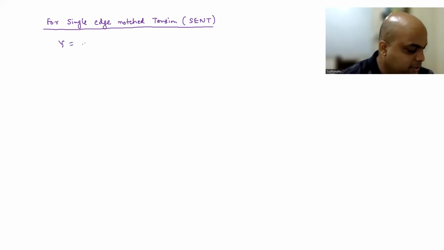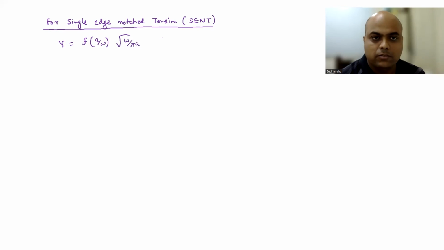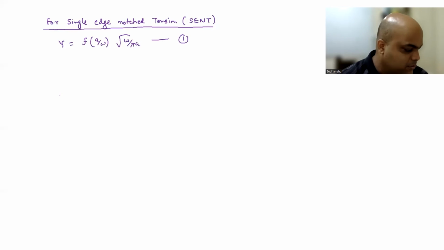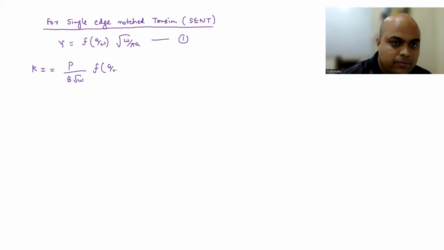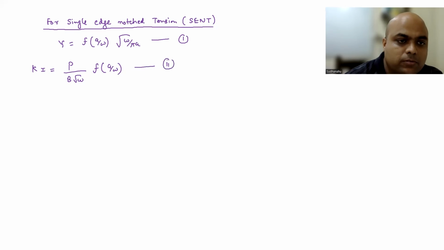We know K can be given as F(a/W) root W by pi. That is equation number 1. We have discussed this before. We also know K can be given as P by B root W F(a/W). This is equation 2. Sorry, this one we don't know. We have to prove this.